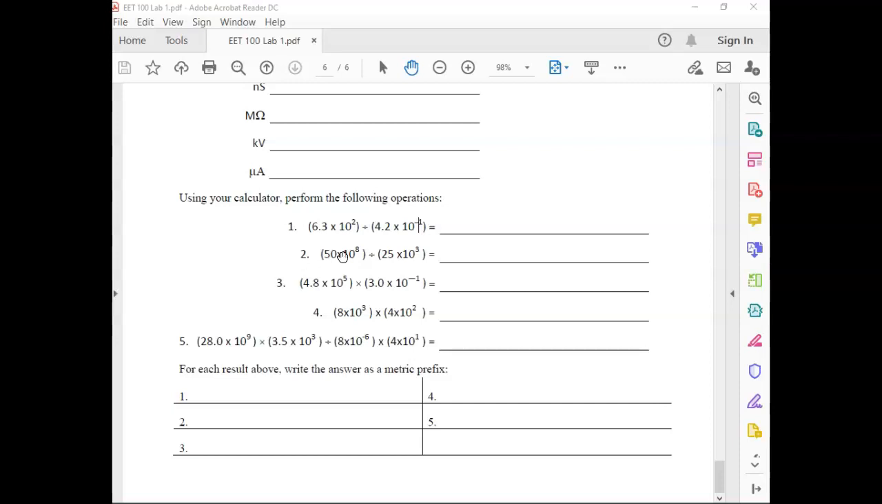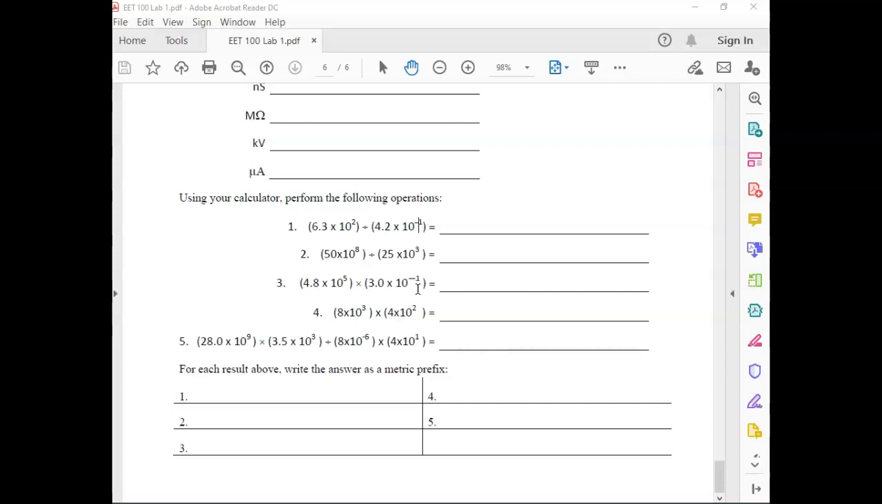All right, so what is number 2? 2 times 10 to the 5th. Does everybody agree with that? Yes, ma'am. It is 2 times 10 to the 5th.